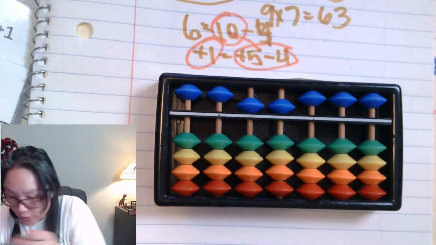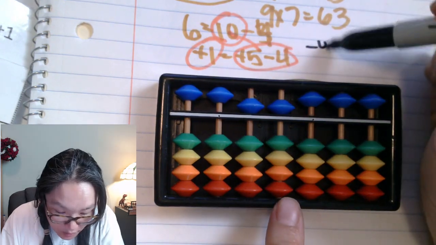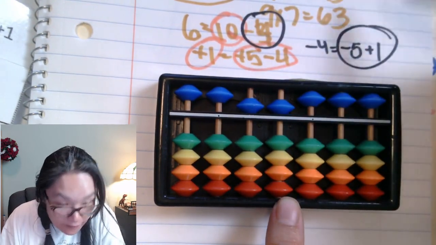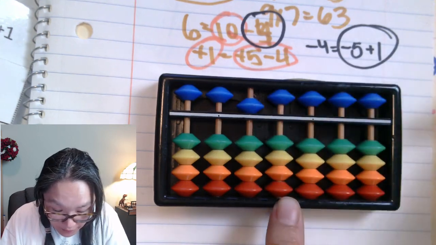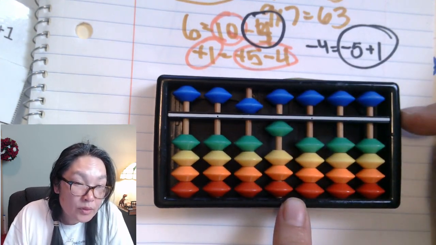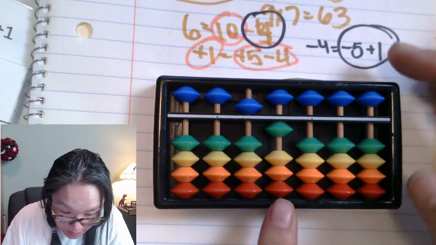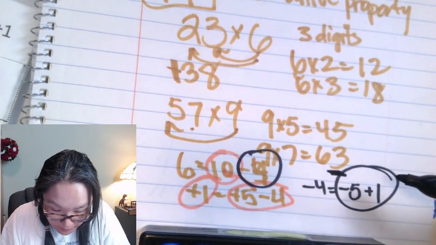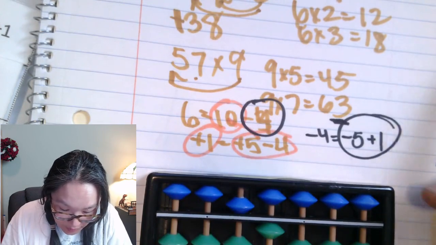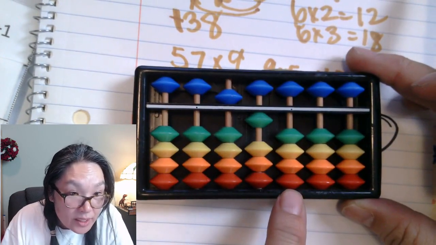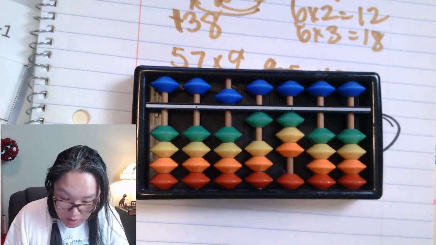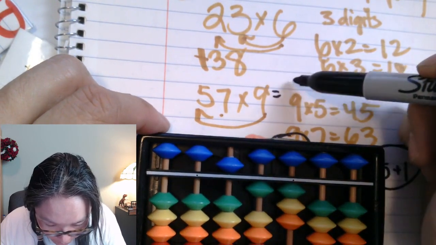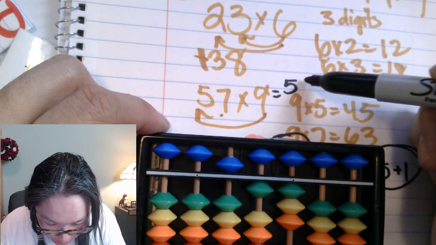Now we have to minus the 4, but we can't minus the 4. What are we going to do? Minus the 4 is equal to minus the 5 plus the 1. So we minus the 5 and add the 1. And then our answer, oh no, we have to keep going, because we need to do the 3. Do we have enough beads to add the 3? Yes. We add the 3, and there we go. So my final answer is 513.